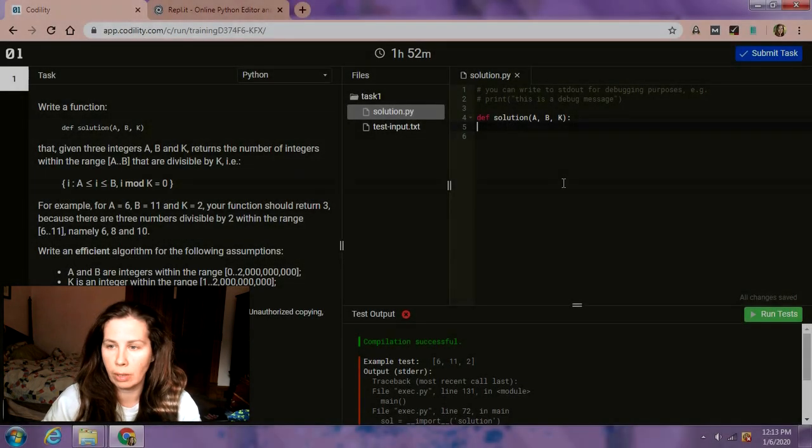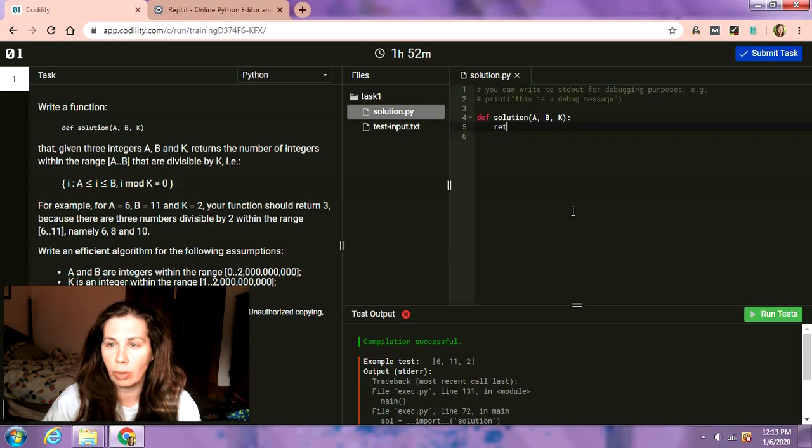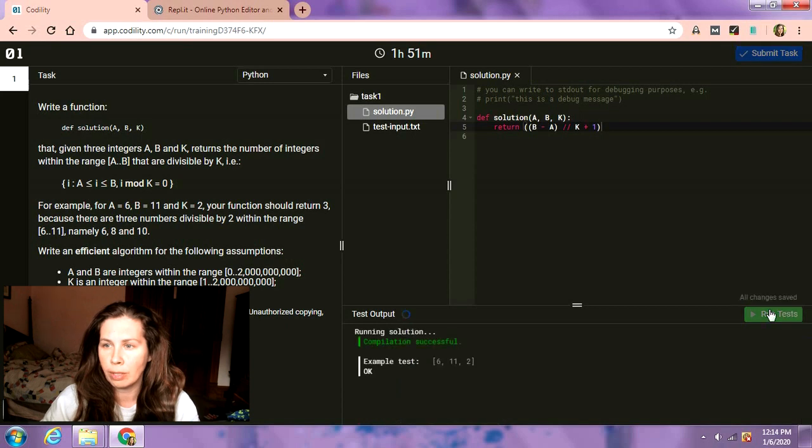Okay, now that we know the mathematical formula, let's try and get our O(1) time complexity. So what I'm going to do is just do a return line. We're going to attempt a one-liner. Let's see what we can do here. We got B minus A. Whoops, let's make them caps. B minus A in parentheses, floor divided by K, and don't forget the plus 1. We're going to return this and see where we're at.